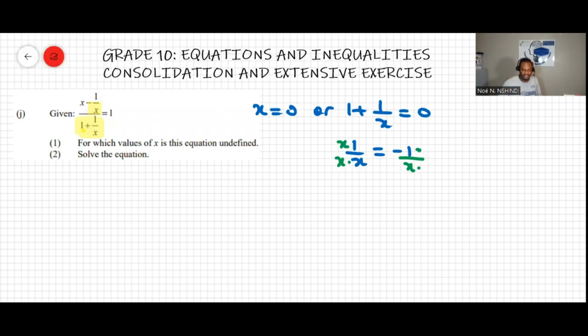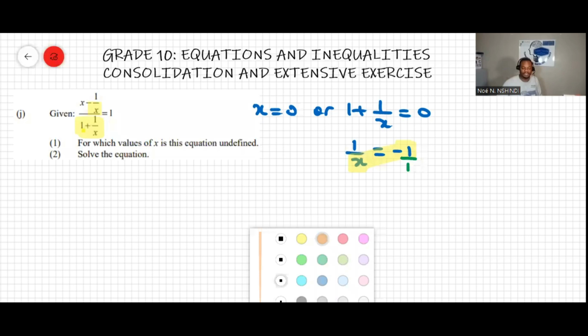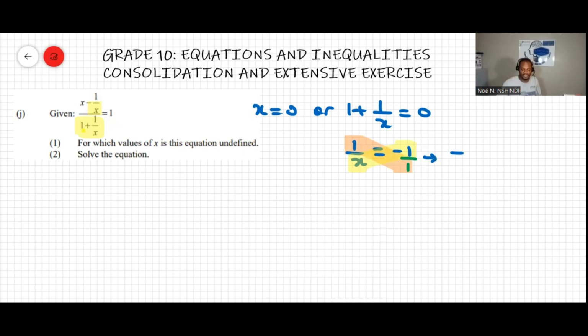Yes, we need to get rid of the denominator, or we can just cross multiply. I think it's easier that way. We will do x times -1, and then 1 times 1. So x times -1 is -x, and 1 times 1 is 1. If I move the negatives over, that makes x equal -1. So the expression will be undefined if x is 0 or x equal to -1.